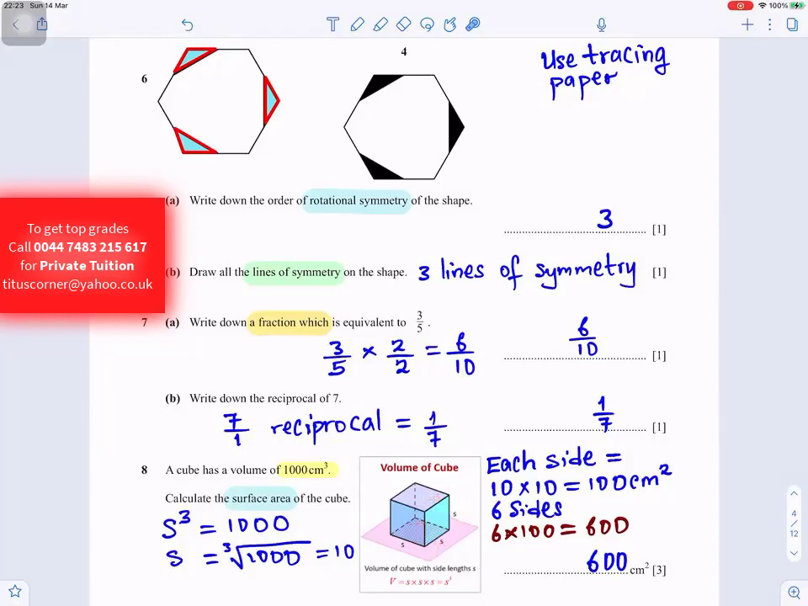We want to find the surface area of the cube. The area of the left side or the right side, I'm shading there. Area of the right side I've shaded in red there is given by length times width. The length is 10, the width is 10, so 10 times 10 is 100. So 100 centimeters squared for this right side. But how many sides are there in a cube? There are 6 sides. So you multiply 100 times 6, it gives you 600 centimeters squared.